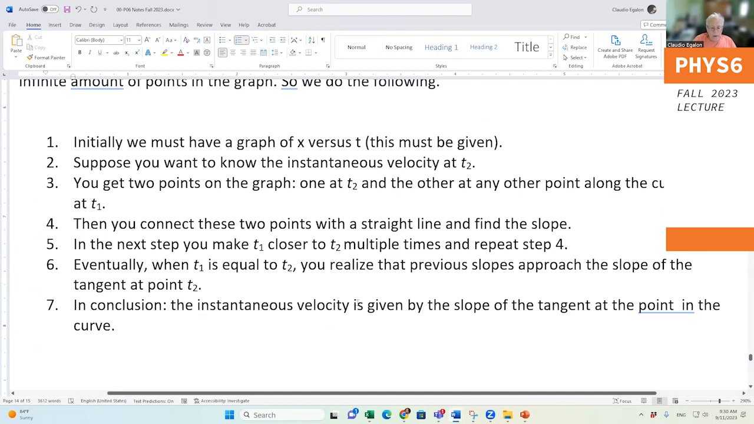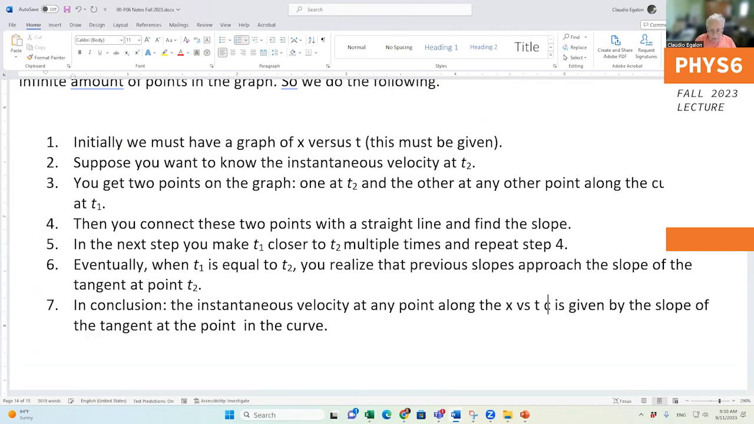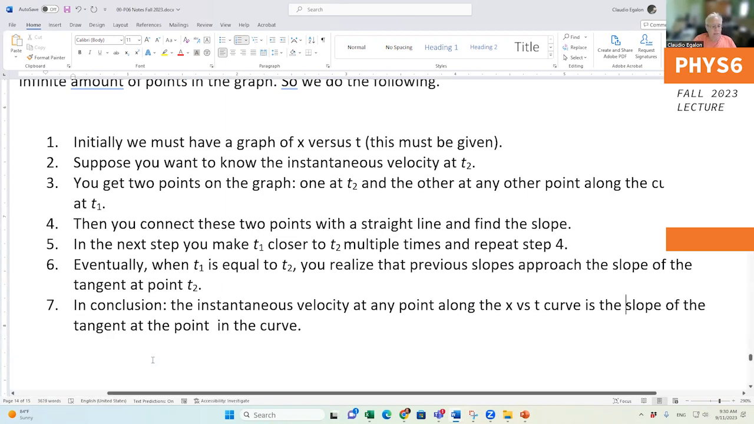The instantaneous velocity, here you go. At any point along a curve, along the x versus t curve, is the slope of the tangent. The slope of its tangent. That's what we have to remember.